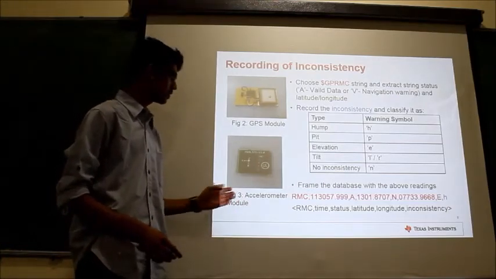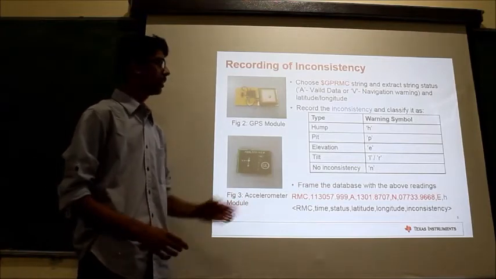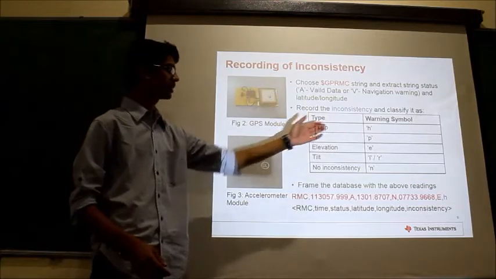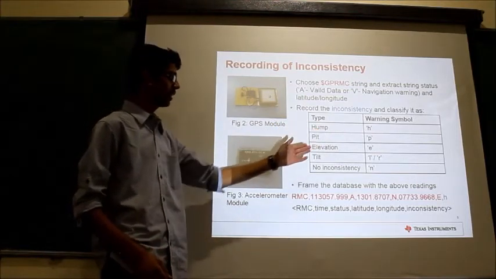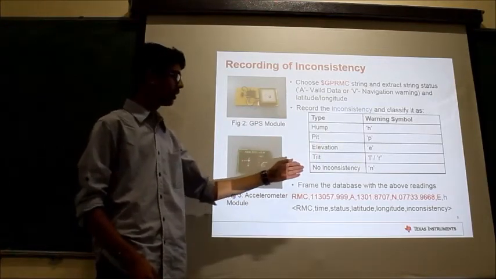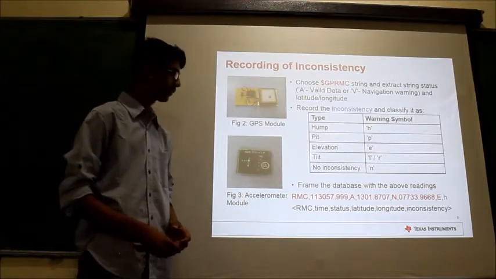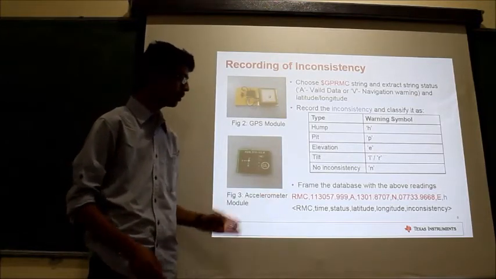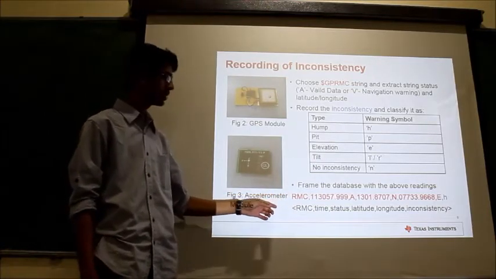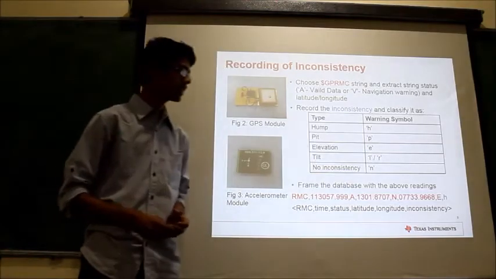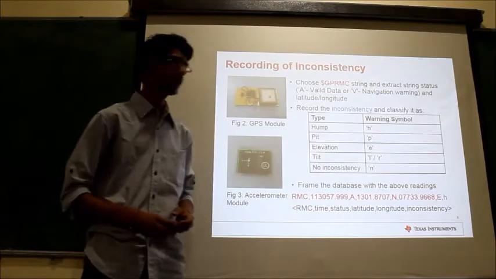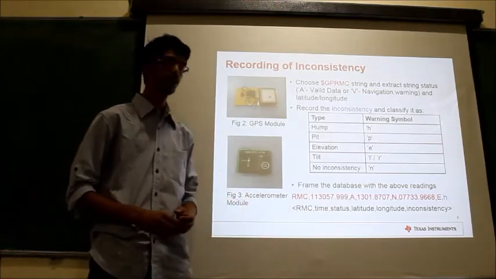And for the inconsistency, which is recorded by the accelerometer, we have classified the inconsistency into various types. For example, we have a hump, which is represented by H, pit by P, elevation by E, tilt by L or R, and for no inconsistency we transmit an N. For example, here is how our frame, our database, is stored. As you can see, I have used the GPRMC data and it transmits till the east location, which is the longitude, and then in blue is my inconsistency. So this was an example of the framed data.